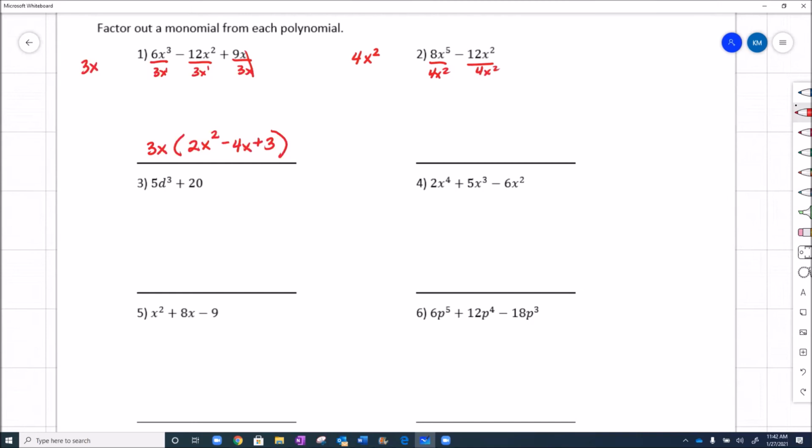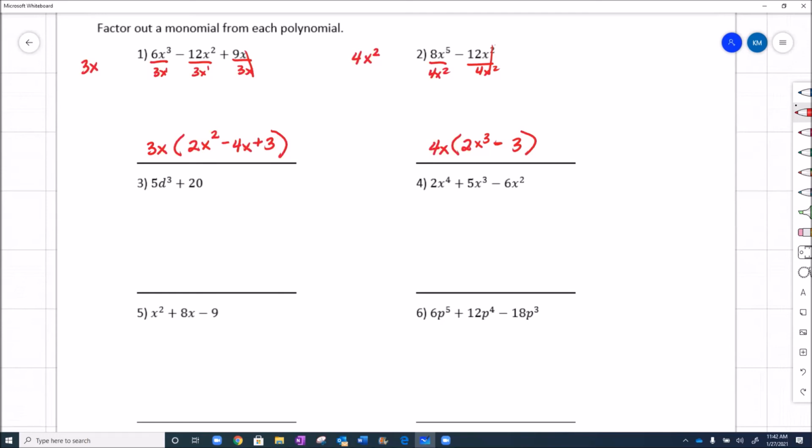Okay. I want to make sure that I put my GCF as part of my final answer here, outside. 8 divided by 4 is 2. X to the 5th divided by x squared is x to the 3rd power. -12 divided by 4 is 3. X squared cancels out.